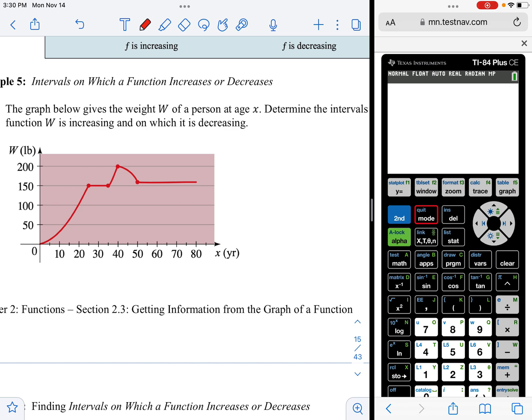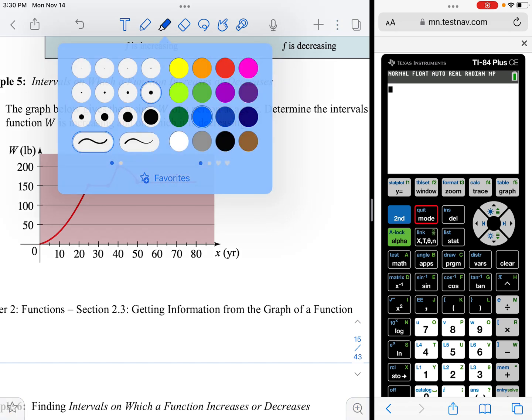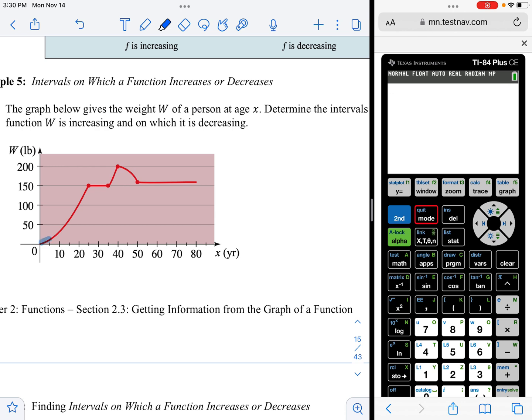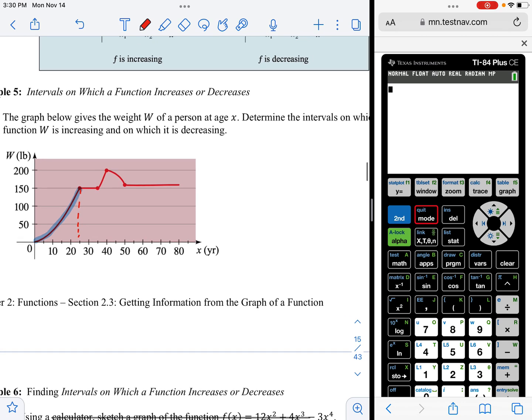Okay, so when we look at this particular function and read left to right, the region from 0 to about, I'm going to say age 25, looks like W is increasing during that entire region. So our first interval for increasing is from 0 to 25 years old. And that ends up making sense, right? If we think about the weight of a person, they certainly are gaining weight during those periods of their life.